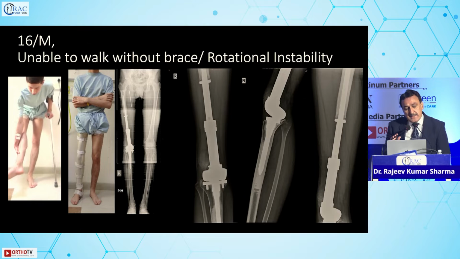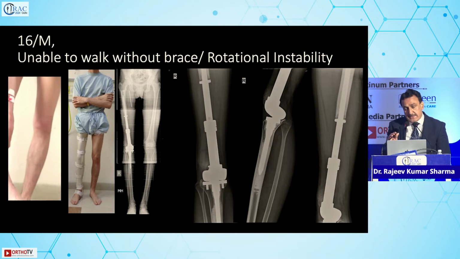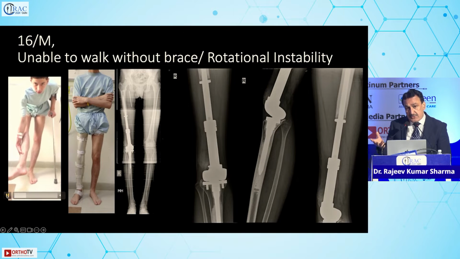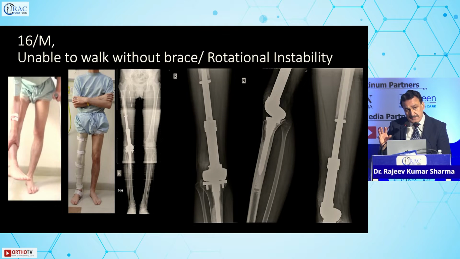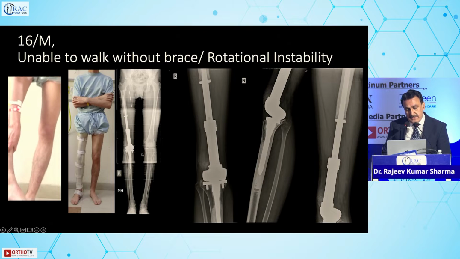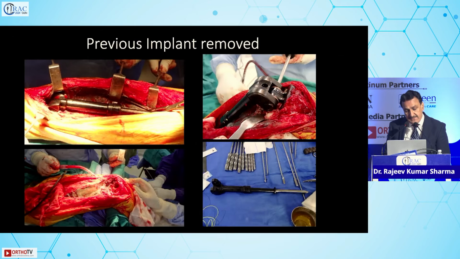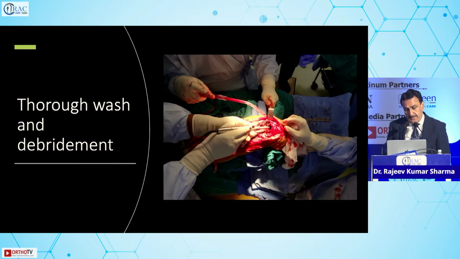To start with, this young boy was operated for a tumor in Russia. And what we see here, the prosthesis had failed with rotatory instability. The block at the link, which is here in this prosthesis, was broken, and that's why this patient was having rotatory instability of the thigh. That's why the patient was revised. The previous implant was removed. Thorough wash and debridement was done.